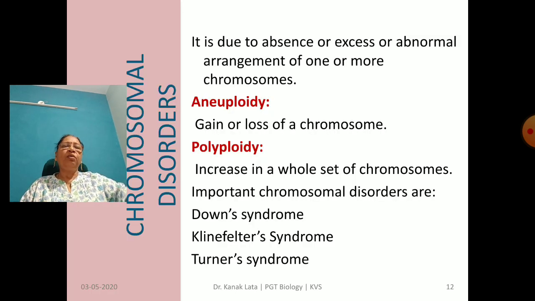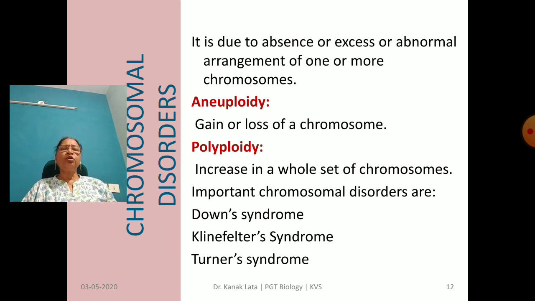Now let us see about the chromosomal disorder. Chromosomal disorder may be due to absence or excess or abnormal arrangement of one or more chromosomes. It may be aneuploidy, that is gain or loss of chromosomes, and polyploidy, that is increase in the whole set of chromosomes. So you have seen that in aneuploidy there is gain or loss, but in polyploidy there is increase in the whole set of chromosomes.